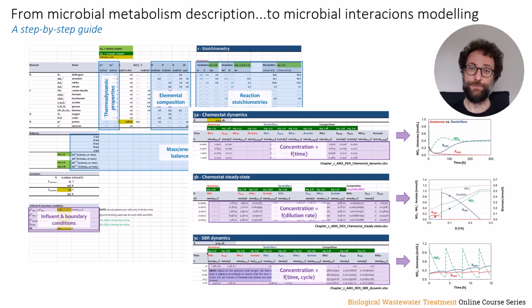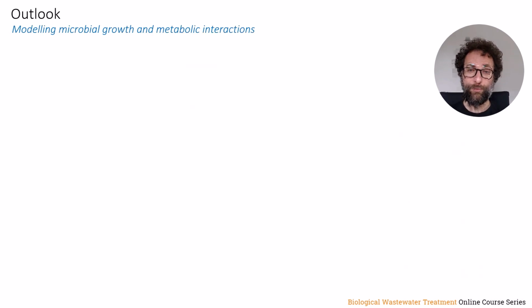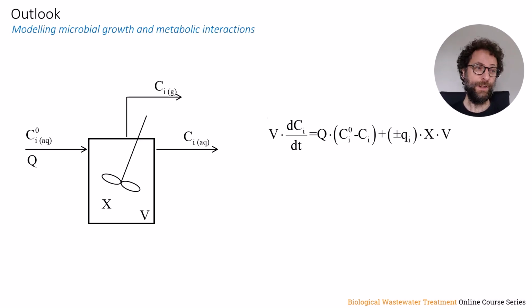sequencing batch reactors. What we will be doing is we will look at a chemostat reactor like this, where we have an influent concentration of compounds I with a flow and a given concentration of biomass, a volume of the reactor, and then we will have the effluent concentration in gaseous form and aqueous form. We will assume for simplicity that they are all dissolved in the liquid. And we will write mass balances in this form, which I assume you are familiar with.